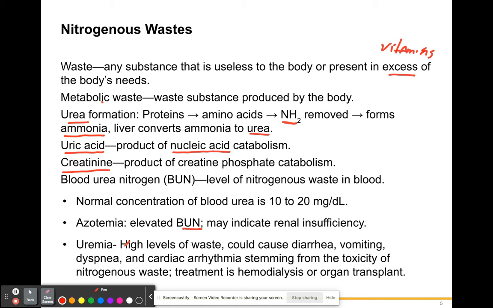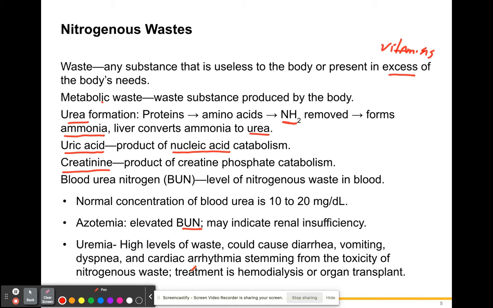Okay, uremia is high levels of waste. When you have high levels of waste in your blood, that could cause diarrhea, could cause vomiting, could cause cardiac arrhythmia, stemming from the toxicity of these waste products. You don't want to have waste products floating around in your blood if you don't need to.